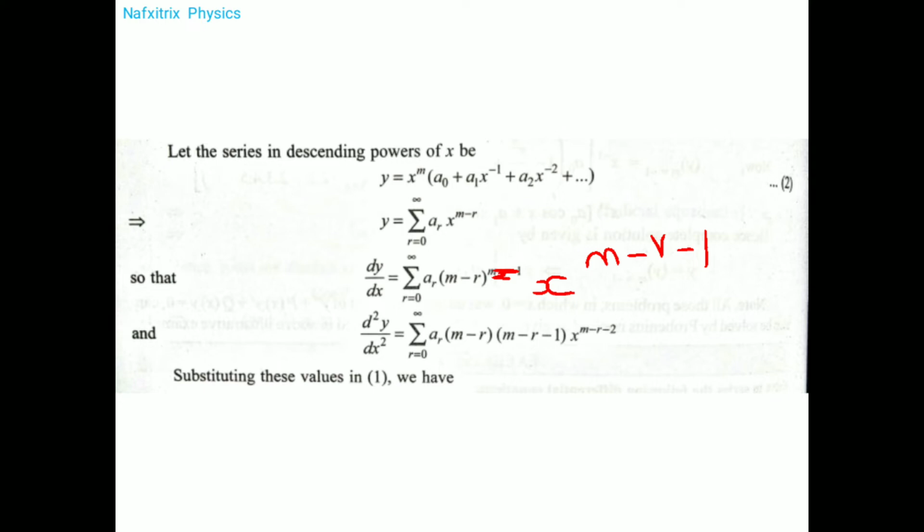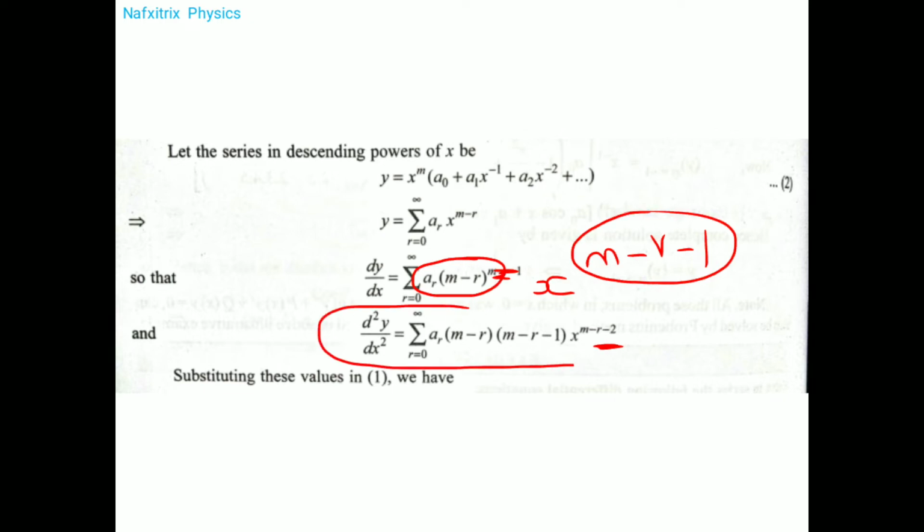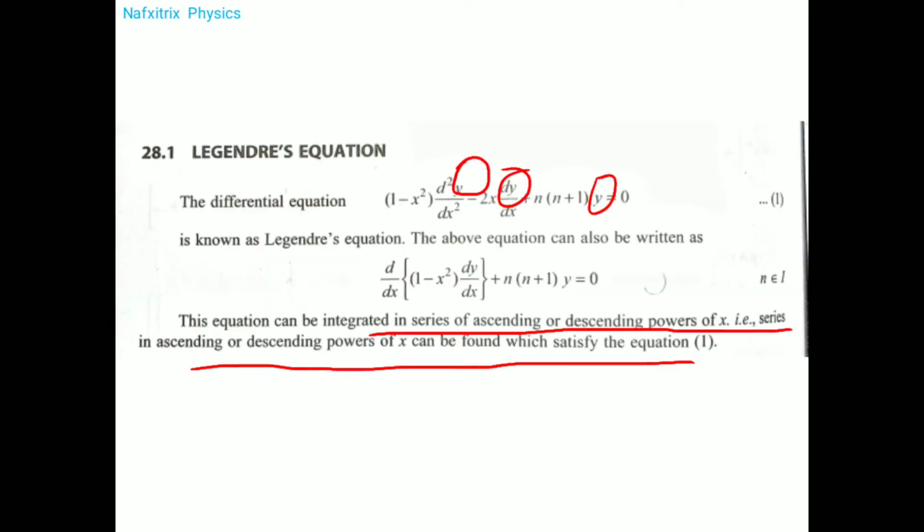If we differentiate again, a r is a constant, so we get a r into m minus r into m minus r minus 1 into x power m minus r minus 2, since m minus r minus 1 minus 1 is nothing but minus 2. So on double differentiation, we get this. We need to substitute these values in equation 1, so all these values need to be substituted in this equation. That's why we have differentiated.